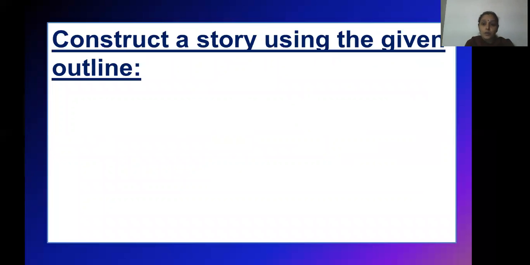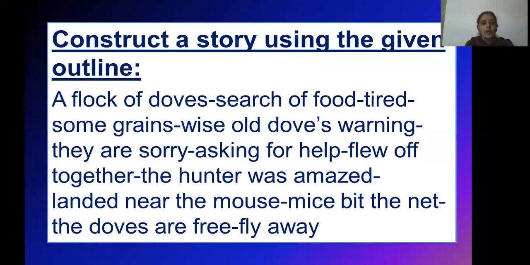Construct a story using the given outline. We're going to construct a story using the given outline. Now let's see what the outline is. A flock of doves, search of food, tired, some grains, wise old dove's warning, they are sorry, asking for help, flew off together. The hunter was amazed, landed near the mouse, mice bit the net, the doves are free and fly away.